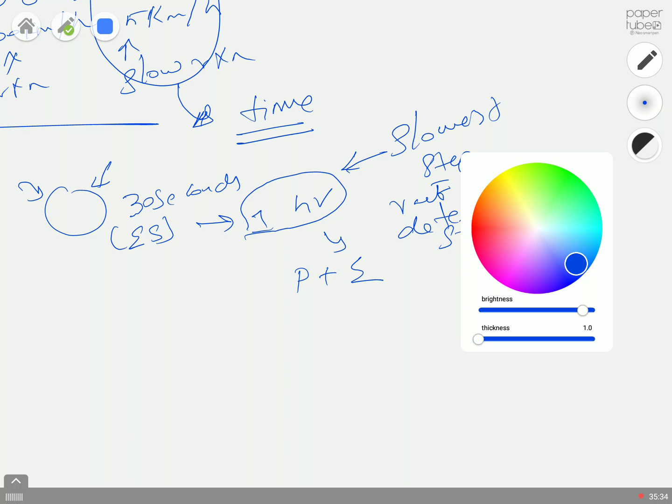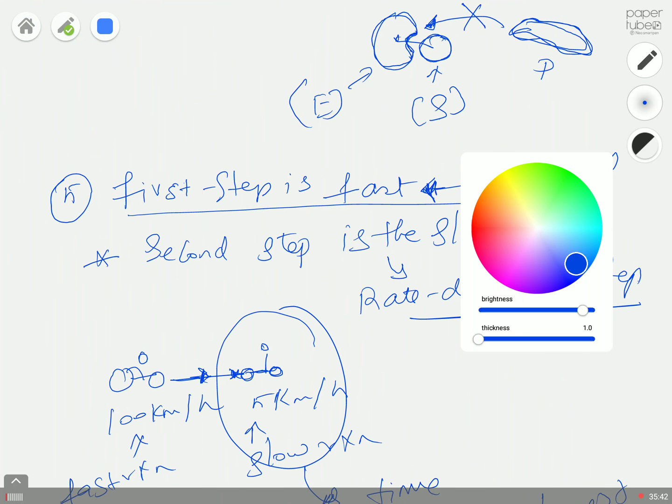Because at the end of the day, your objective is to form products, not enzyme substrate complex. So this is a reasonable assumption. And since the second step is also a chemical reaction, normally it takes some time to break your molecule from its original state to new molecules, which, as I said, are nothing but your products. So this is another assumption.